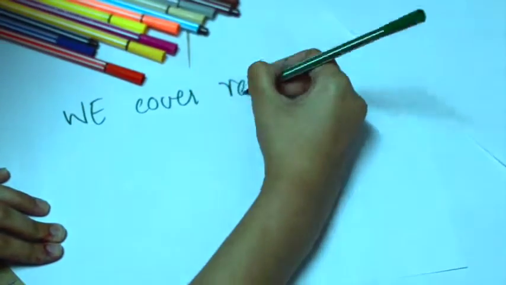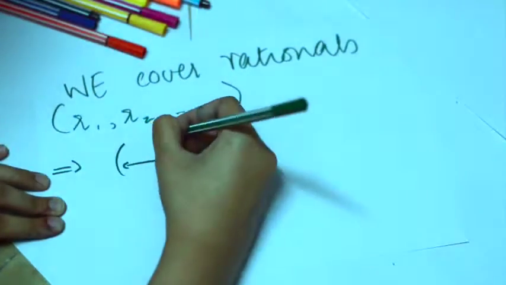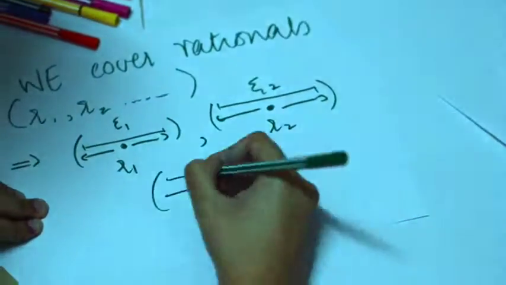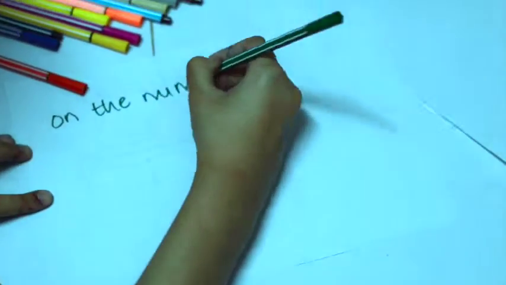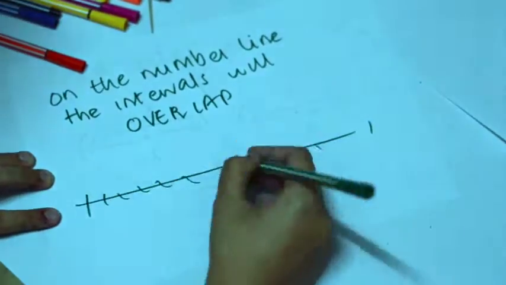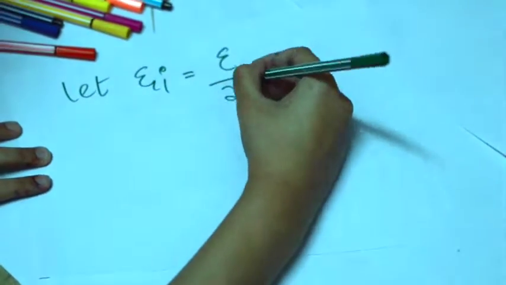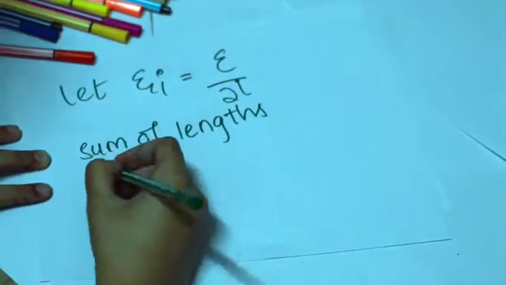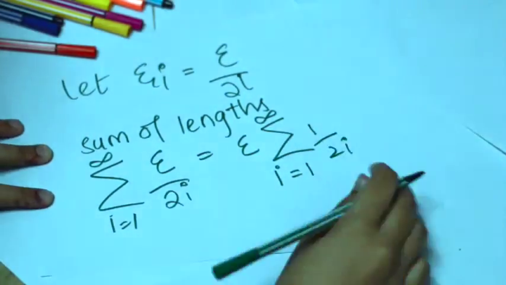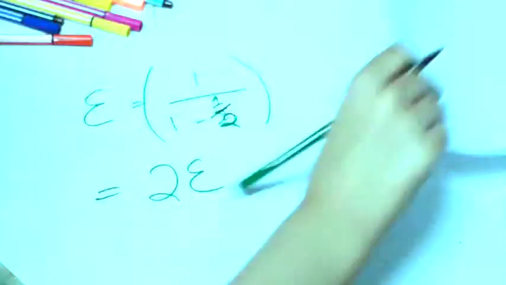We start by covering the rationals R1, R2, R3 and so on in the following way. What we do is assign intervals to each rational, naming them epsilon 1, 2 and 3. On the number line, the intervals will overlap. So we let epsilon i equal epsilon over 2^i, then the sum of lengths would be summation i equals 1 to infinity epsilon over 2^i, which would equal epsilon times summation i equals 1 to infinity 1 over 2^i, which would then lead to epsilon times 1 over 1 minus 1/2, and that would eventually give us 2 epsilon.